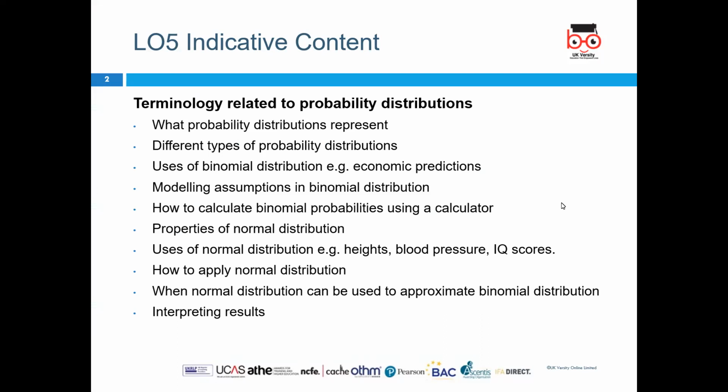In this session, the indicative content that we will cover includes what probability distribution means and what the different types of probability distributions are, the uses of binomial distribution, for example, for economic predictions, the modeling assumptions in binomial distribution, and how to calculate binomial probabilities using a calculator. Next are the properties of normal distribution, the uses and applications of normal distribution, when it can be used to approximate binomial distribution, and the interpretation of the results.